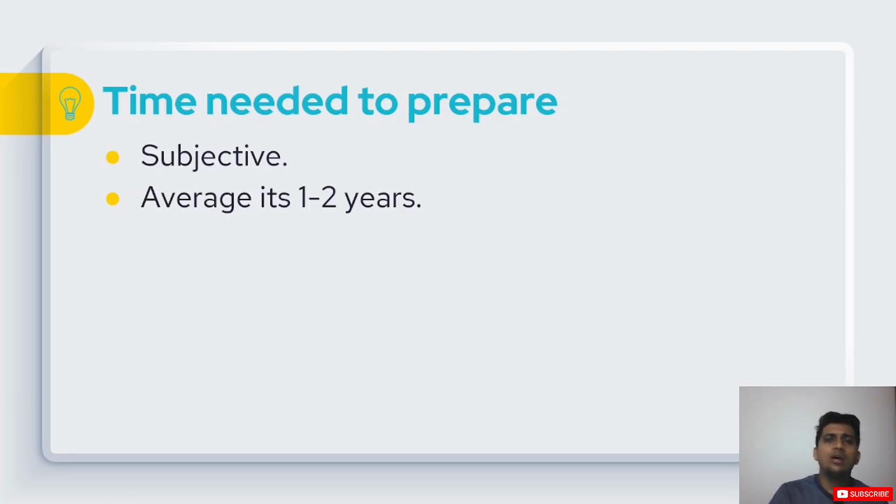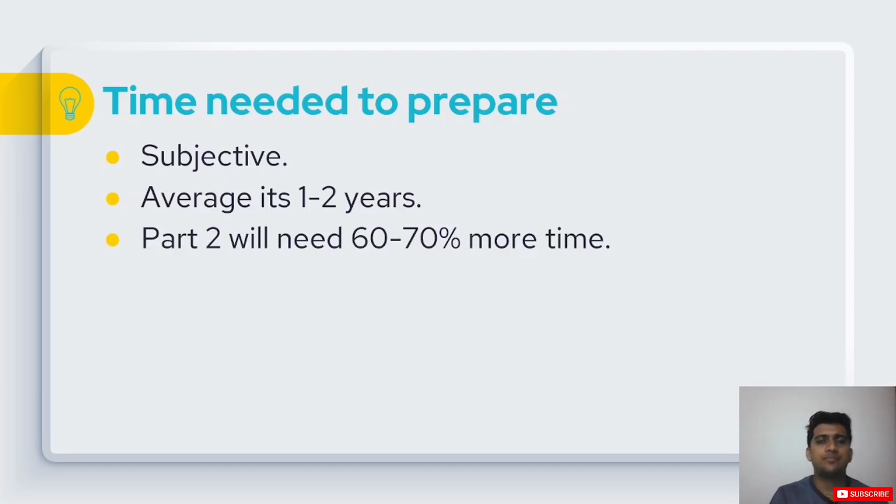If you are really good and very familiar with the content of this CPIM, it will take 1 year. 1 year means it's for both part 1 and part 2. So within 1 to 2 years on average you can consider that it will take for you to prepare for the exam.